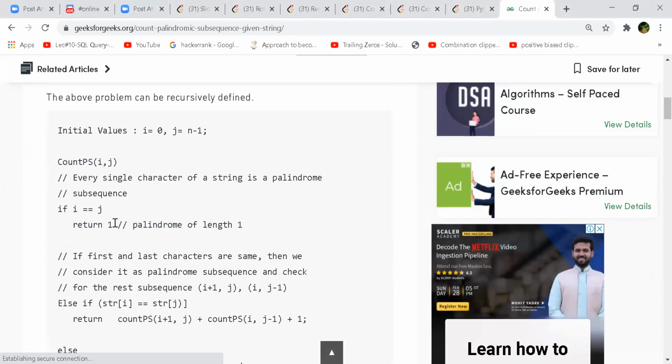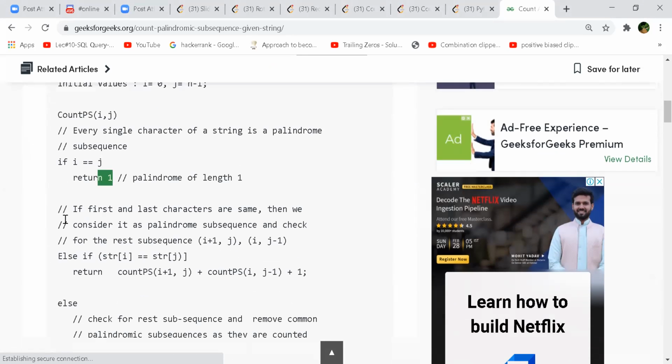So here, I and J: I is kept at the first index and J at the last index. Every single character is a palindrome, so if I equals J, that means we have only one character, so it returns one. Now, if the first and last characters are the same, then we consider it a palindromic subsequence and check for the rest of the sequence.